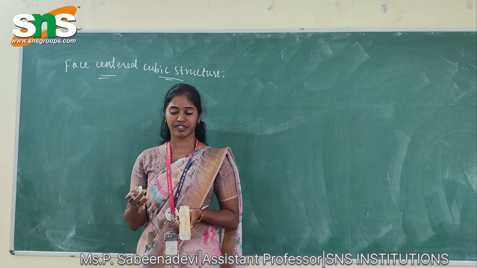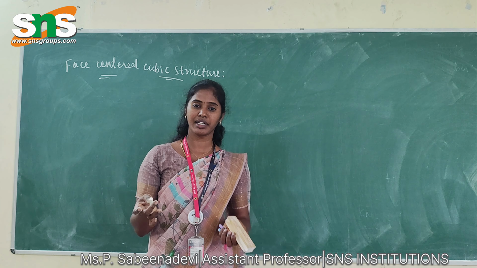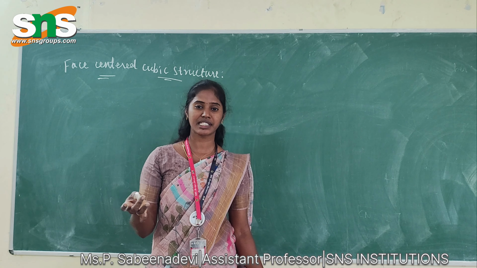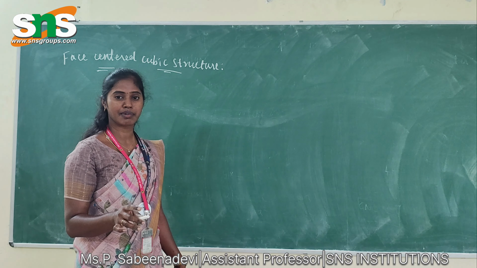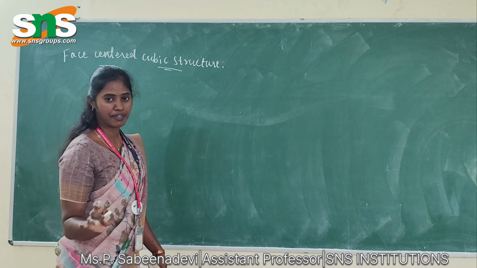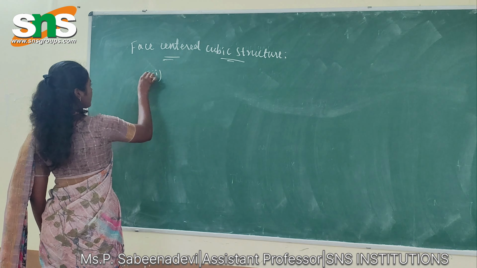Next, the coordination number is nothing but the number of nearest neighbors. In the FCC structure we have 12 nearest neighbors. In this video I am going to explain the atomic radius and the packing factor of the FCC structure. So first we have to find the atomic radius.